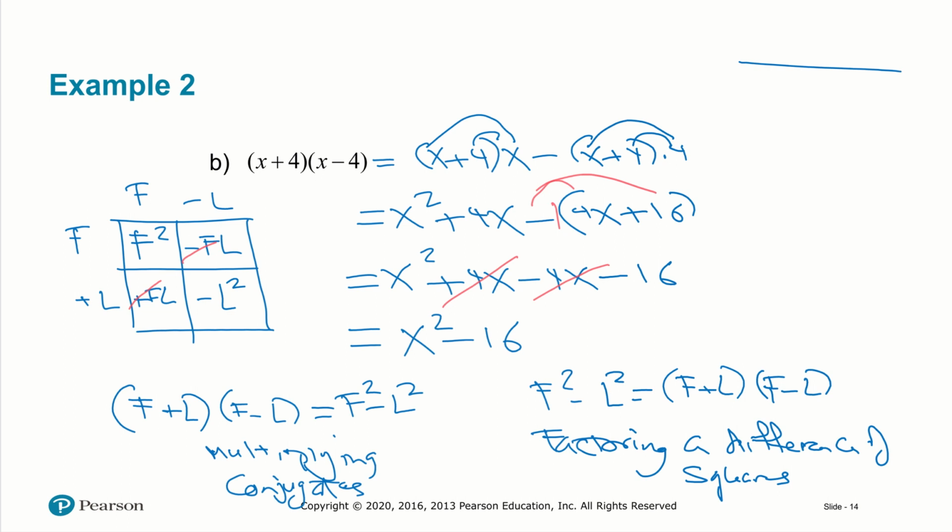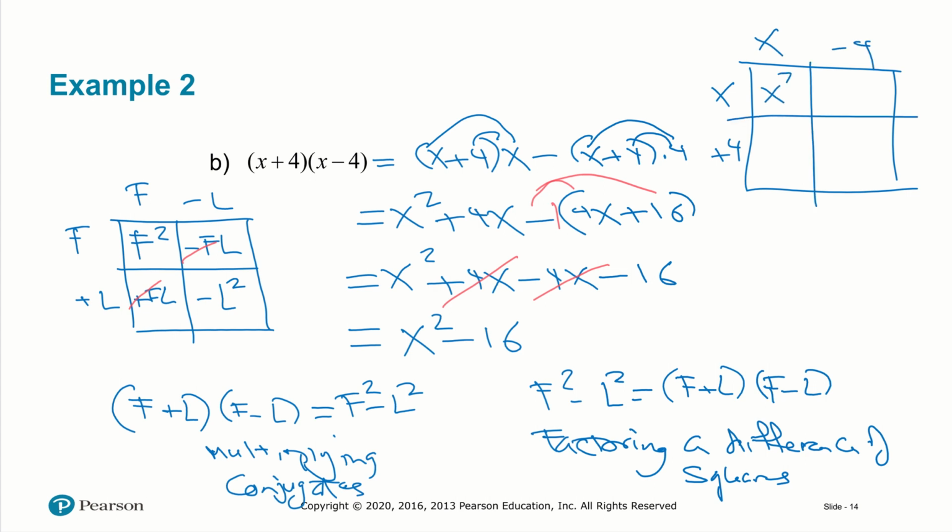So you could have gone x plus 4, x minus 4, and you would get what? x squared minus 4x, and then the box down below to the left will be positive 4x, and then negative 16. We notice again these two cancel out, so the result will be what? Same thing that we got here, x squared minus 16.